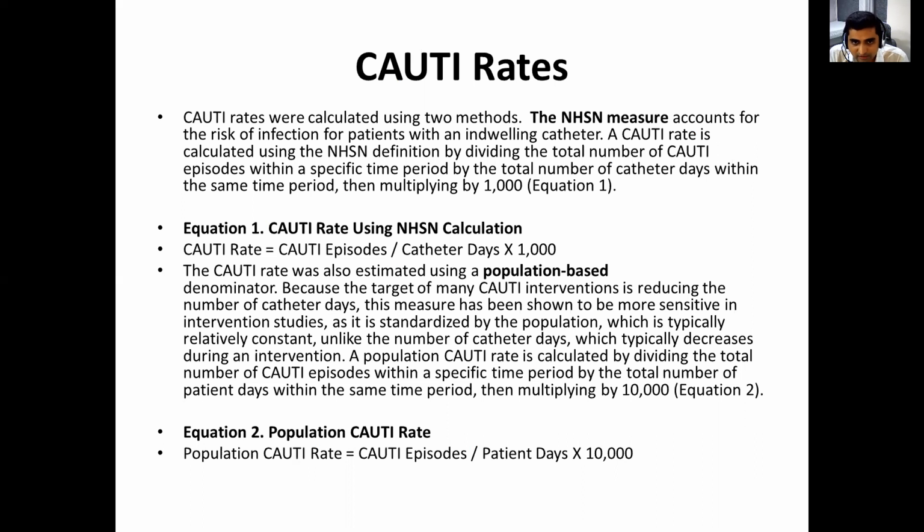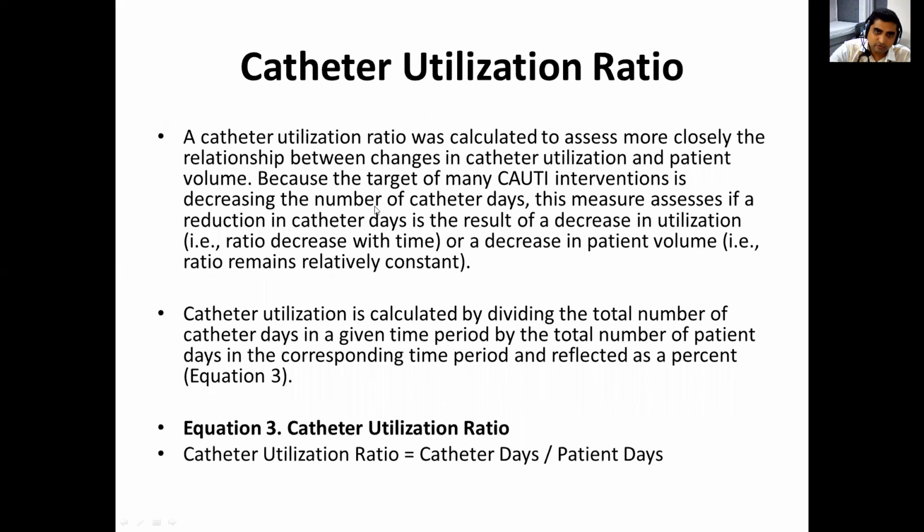The CAUTI rate by NHSN calculation is the total number of CAUTI episodes within a specific period of time divided by the total number of catheter days within that time, multiplied by 1,000. And the CAUTI rate by the population method is the total number of CAUTI episodes in a specific period of time divided by the total number of patient days within that time, then multiplied by 10,000. So this rate would give us the CAUTI rate.